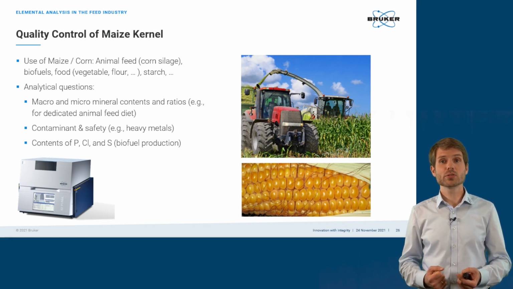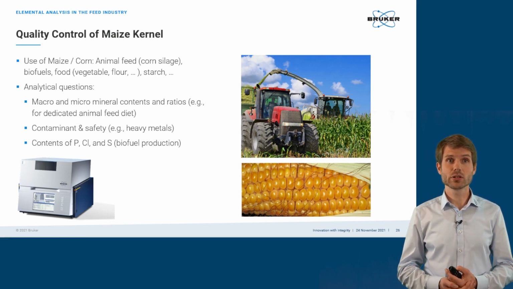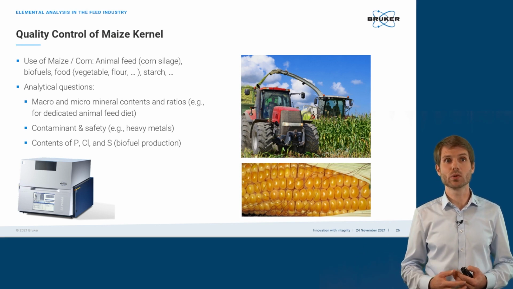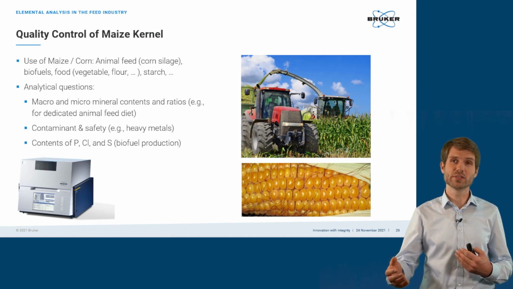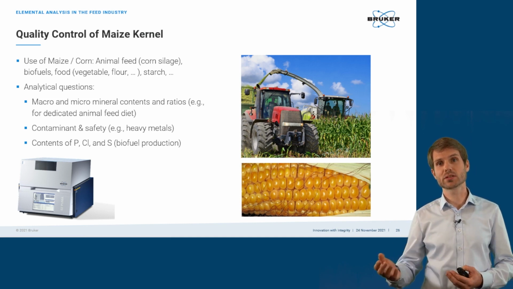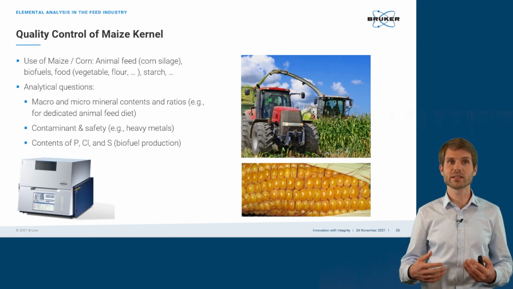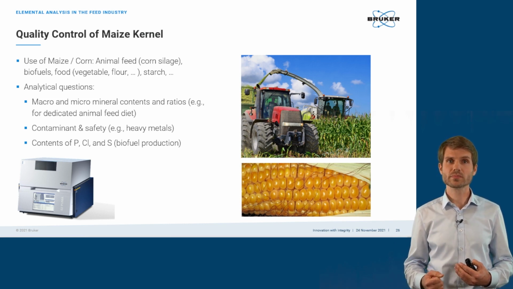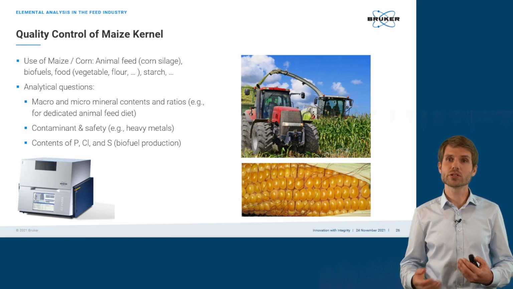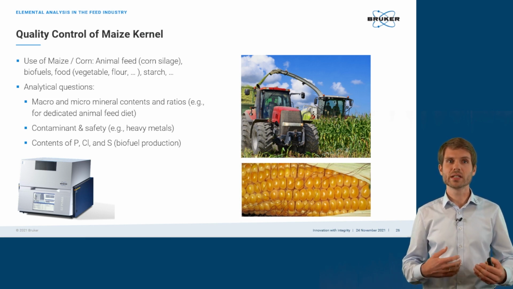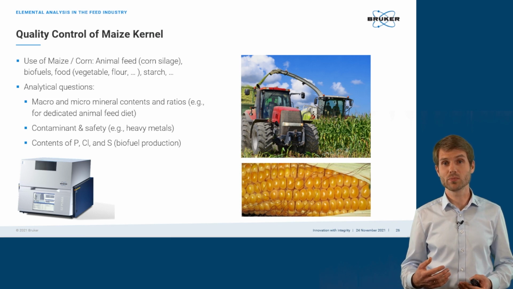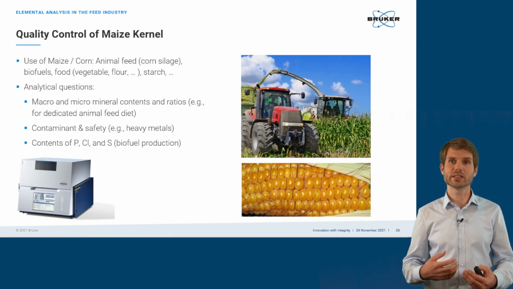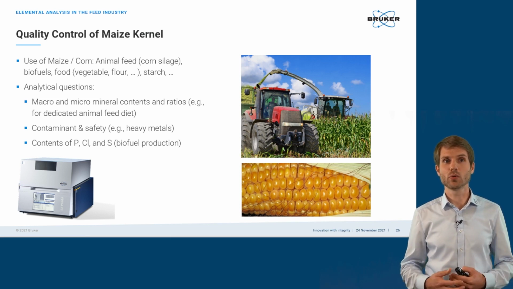One other example I wanted to bring here is quality control maize kernel. Here, obviously, the grinding would again help. We have different types of usages here, so it could be animal feed, classical. It could be also food for us, so the vegetables, flour, or starch, and could also be for the biofuel application. And depending on the final use, the requirements also differ, and XRF always performs here.